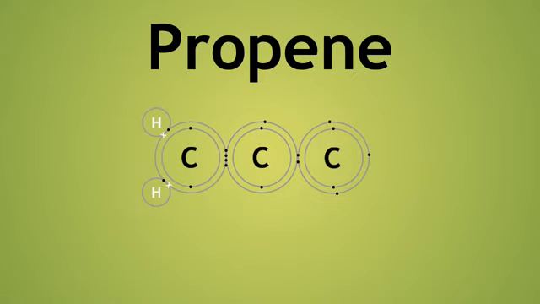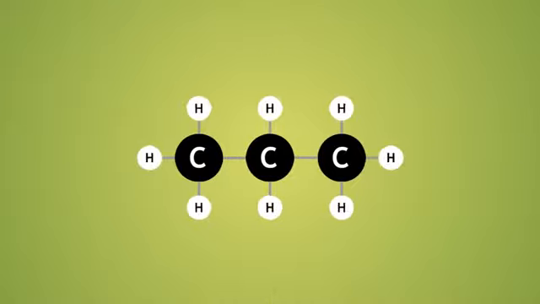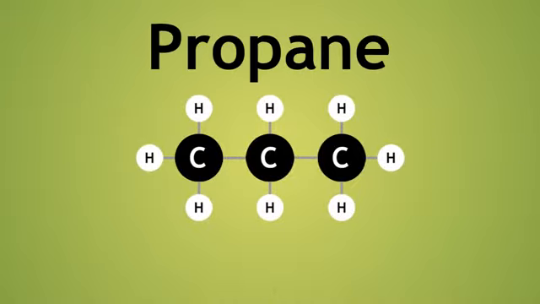This middle carbon already has 3 bonds and so requires just 1 hydrogen, and this end carbon has only 1 bond and therefore needs 3 more hydrogens. Since we now understand the covalent bonding in these molecules, let us replace the dot-cross diagram with the structural formula. Here is the structural formula of propene.